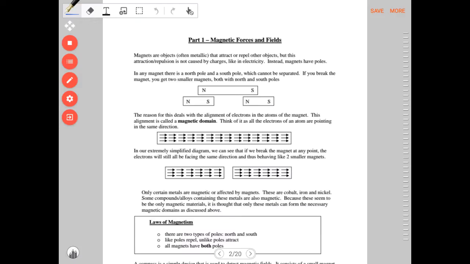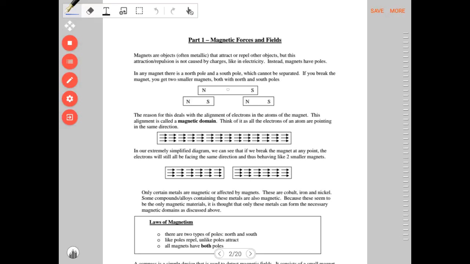Part 1, magnetic forces and fields. Magnets are objects, often metallic, that attract or repel other objects. But this attraction or repulsion is not caused by charges like in electricity. Instead, magnets have poles. In any magnet, there is a north pole and a south pole, which can't be separated. If you break the magnet, you get two smaller magnets, both with north and south poles, right?